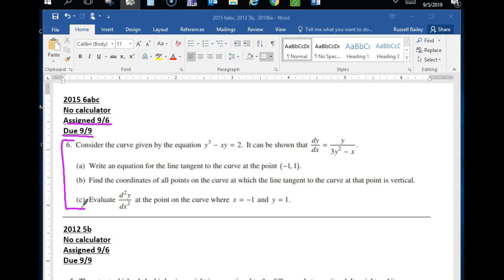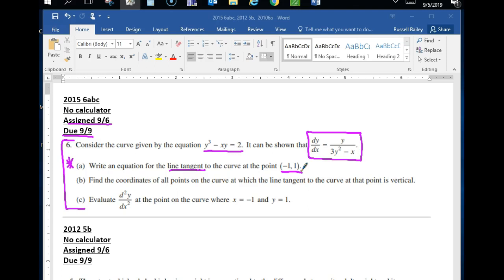So consider the curve given by this function. Now notice that's an implicit function. And they were very kind and they told us the derivative already. That's pretty sweet. The first thing they want us to do on part A is write an equation for the tangent line to that curve at the point -1, 1.